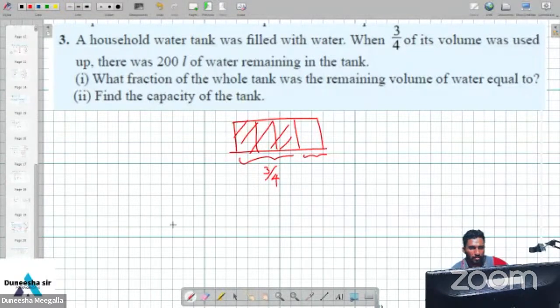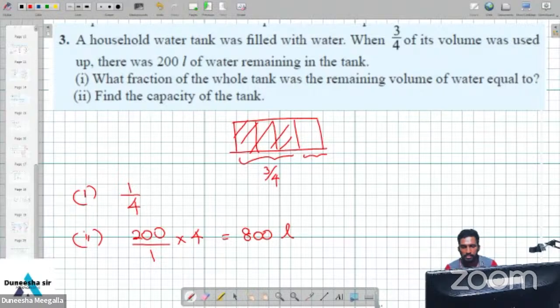Okay, I think you can do it now. The 1/4 is the remaining, then it's equal to what? 200 divided by 1 and multiplied by 4. Okay, then how much is the tank capacity? 800 liters. Okay, now after you finish, raise your hand.